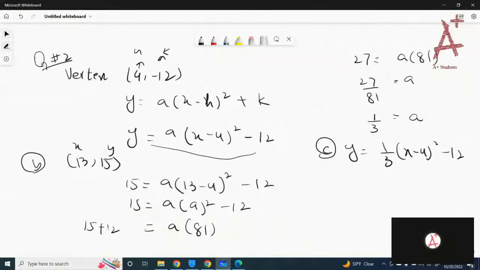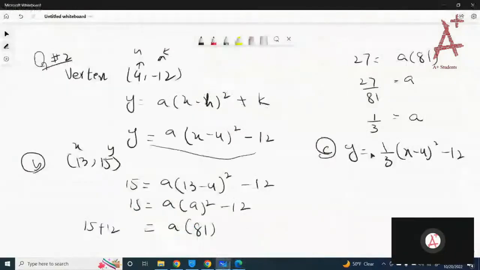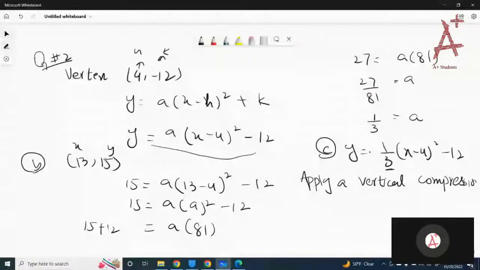Okay, for the D, we have to state the transformations that we applied in part C. Here you have 1 by 3, that is the vertical compression. Got it? So apply a vertical compression of factor 1 by 3.